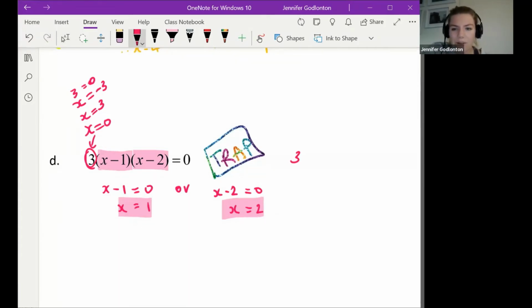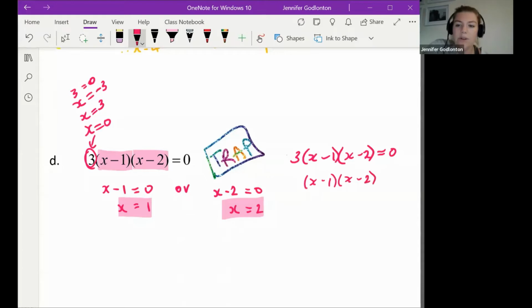Because if I wrote this equation like this, okay, and I moved this 3 to the other side, I'm currently timesing that 3. So when it moves to the other side, I divide by 3, right? So I'd have x minus 1, x minus 2 is equal to 0/3. What does 0/3 equal? 0, exactly. It equals 0.